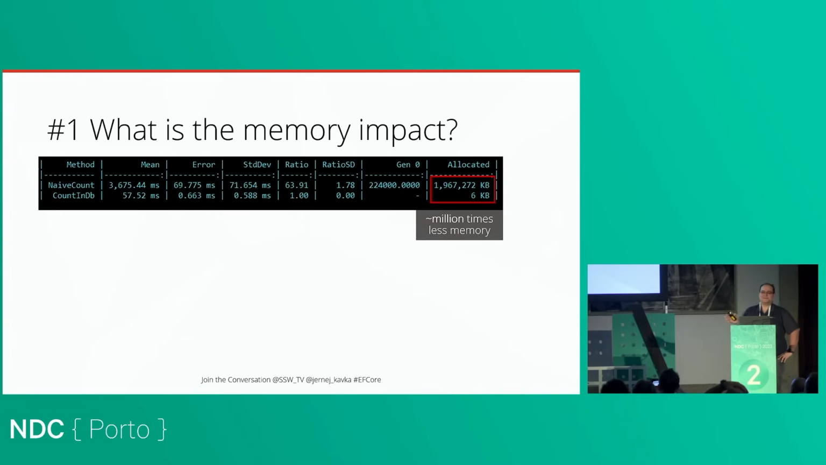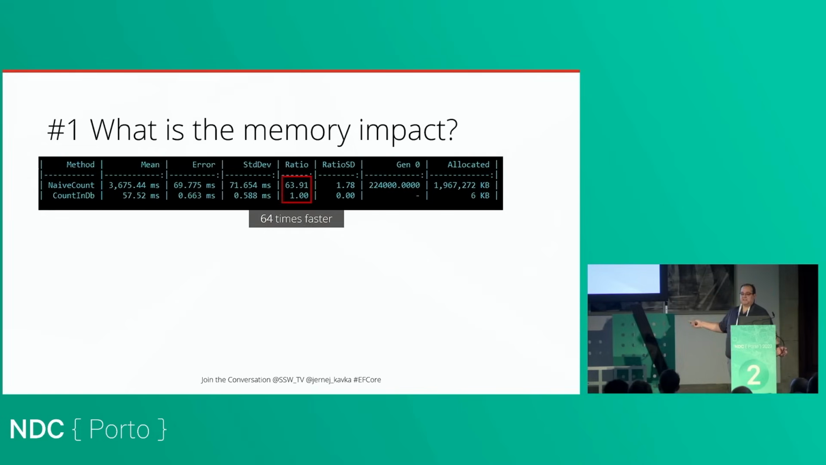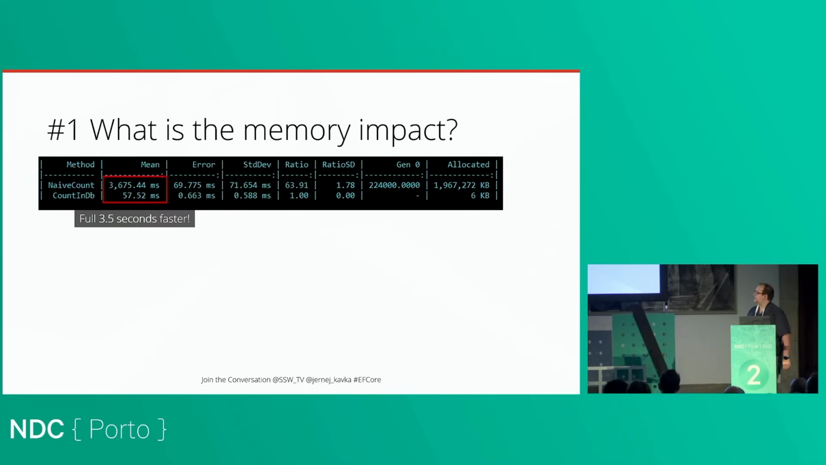So the first one took a million times more memory. Just imagine, just counting how many rows we have in a table takes about 2 gigabytes of RAM on the .NET side, not on the SQL Server side. And it's 64 times slower, and yeah, it's about 3.5 seconds slower. So that's a really huge impact.